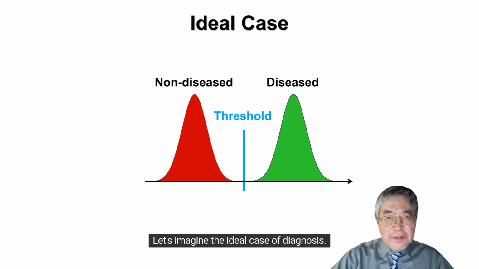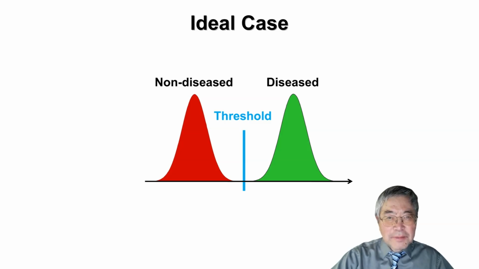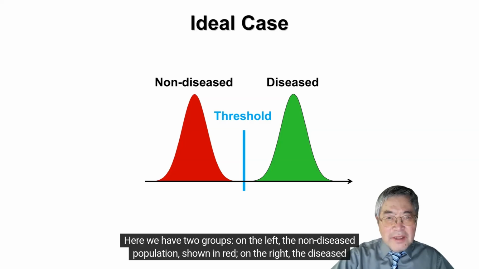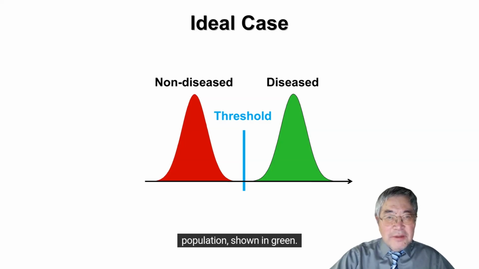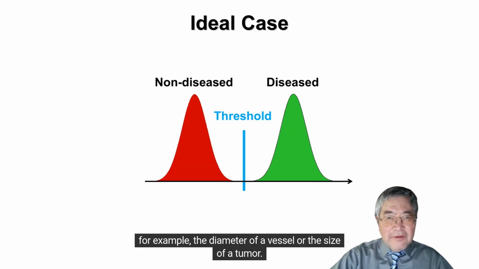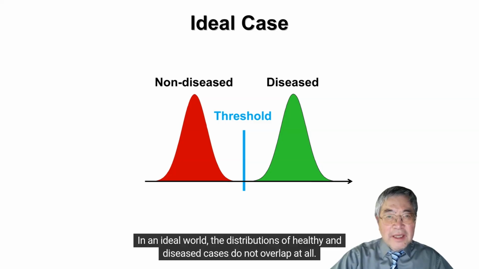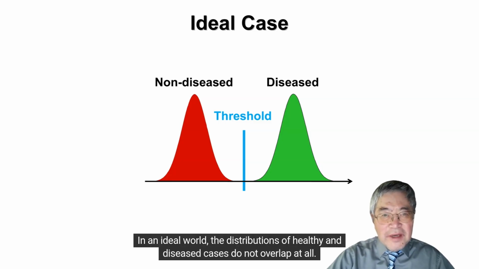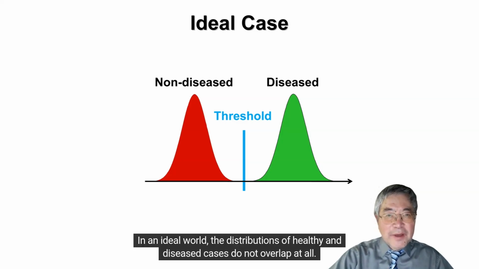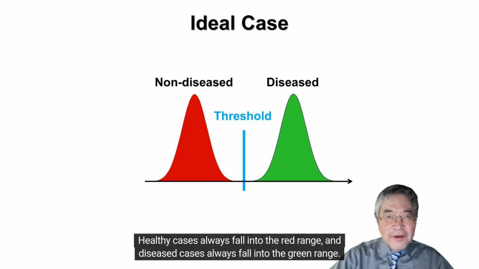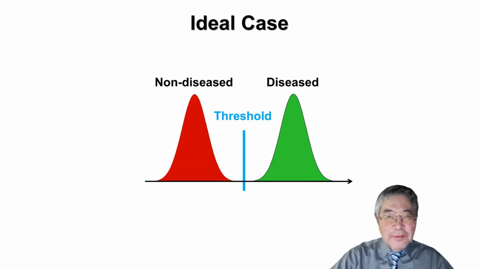Let's imagine the ideal case of diagnosis. Here we have two groups. On the left, the non-diseased population, shown in red. On the right, the diseased population, shown in green. Suppose we measure a certain feature, for example, the diameter of a vessel or the size of a tumor. In an ideal world, the distributions of healthy and diseased cases do not overlap at all. Healthy cases always fall into the red range, and diseased cases always fall into the green range.